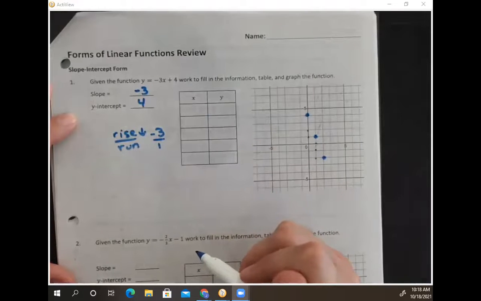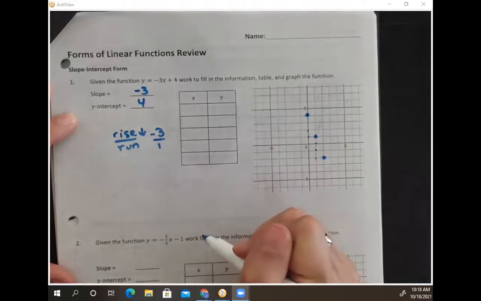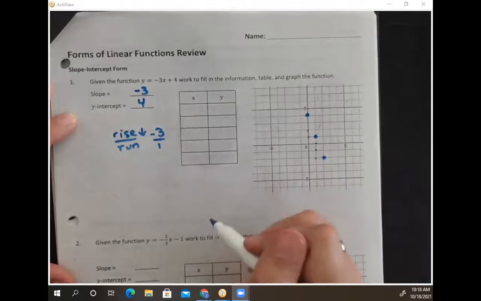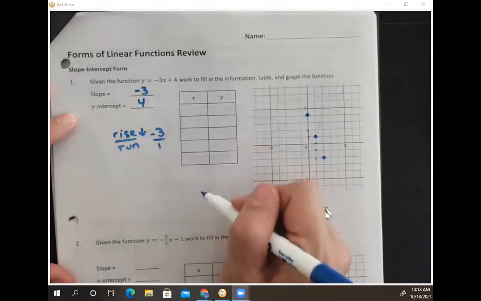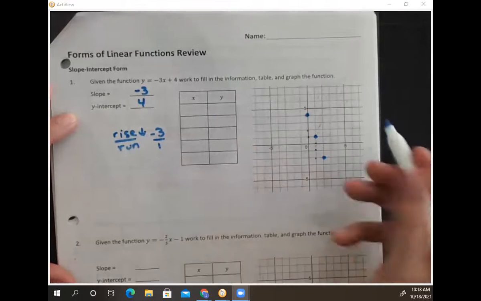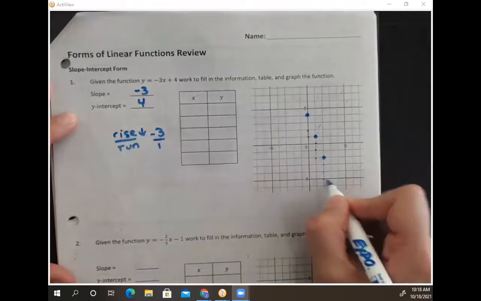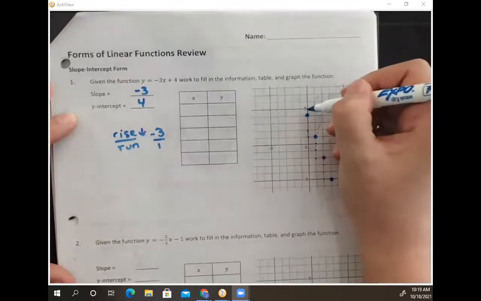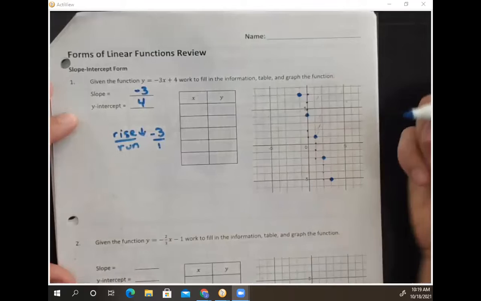Anytime I give you a table, I expect you to fill the table, okay? Not a couple of points and leave the rest blank. If I give you a table and it's got 5 spots in it, I want 5 ordered pairs. 1, 2, 3 over 1, and I'll do 1 back this way. 1, 2, 3, back 1.